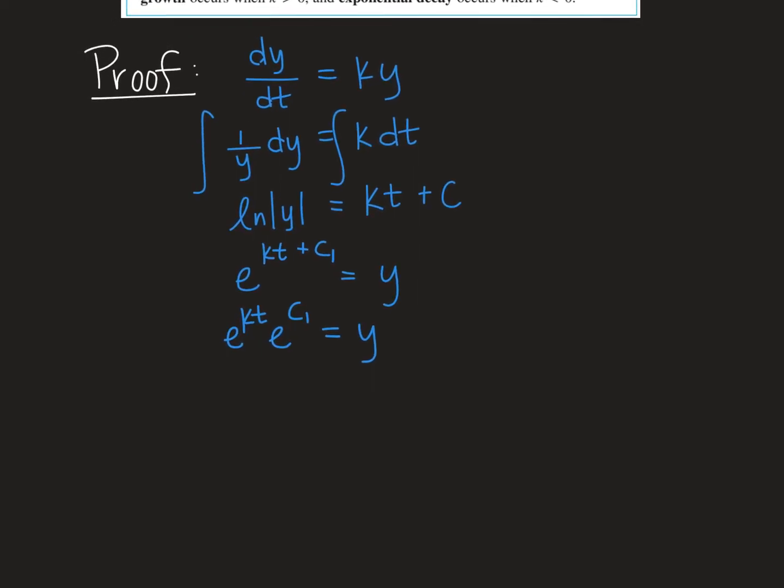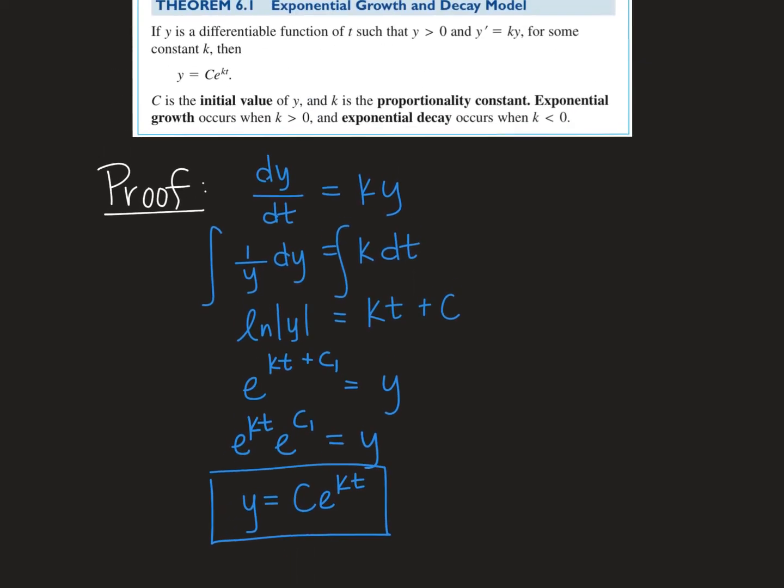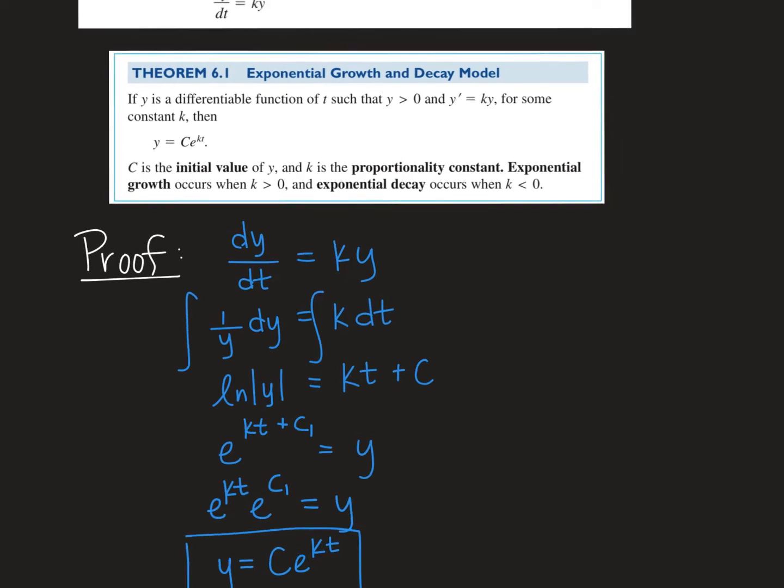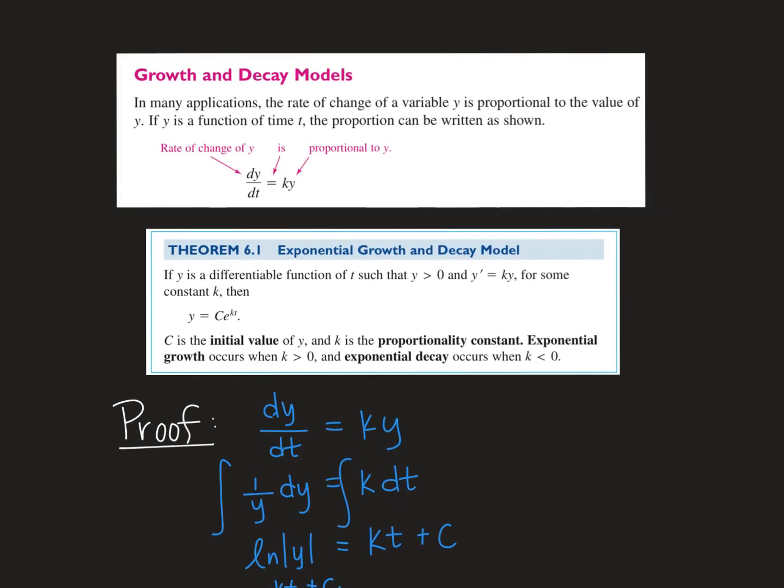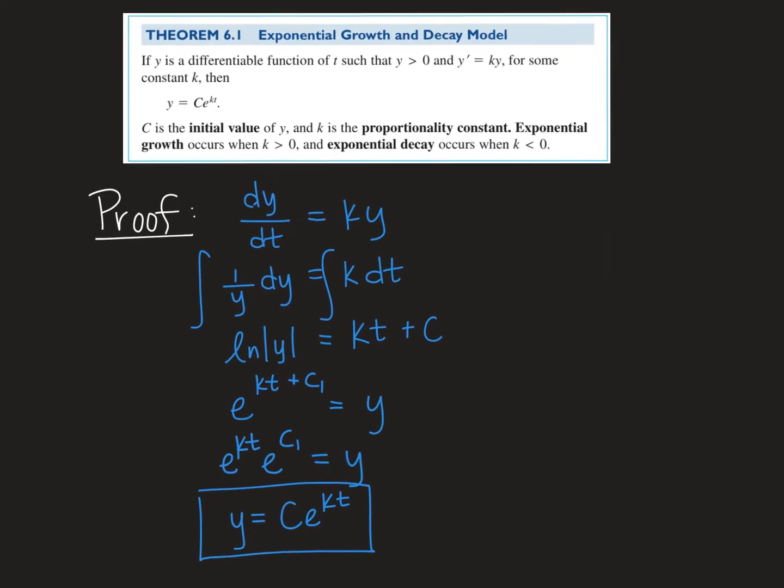Now, e to the c sub 1, that's just a constant on its own. You know, e is just 2.718..., and c sub 1 is just some constant, so we can rewrite this as c, just in general. So we'll have y equals c e to the kt. I guess I don't need to box it. I wasn't solving. I was just proving that when we solve this differential equation, we get our growth and decay model.